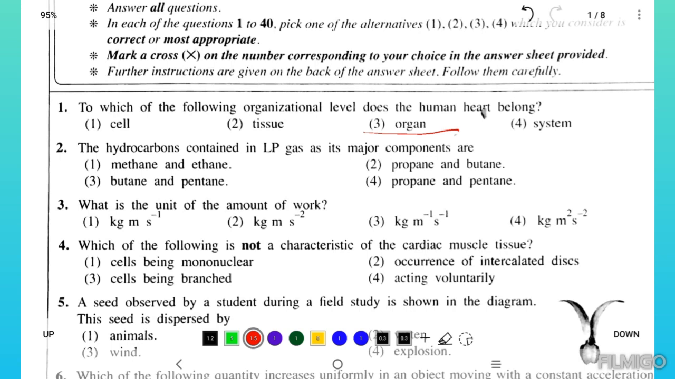Question number 2. The hydrocarbons contained in LP gas as its major components are propane and butane. Answer number 2.